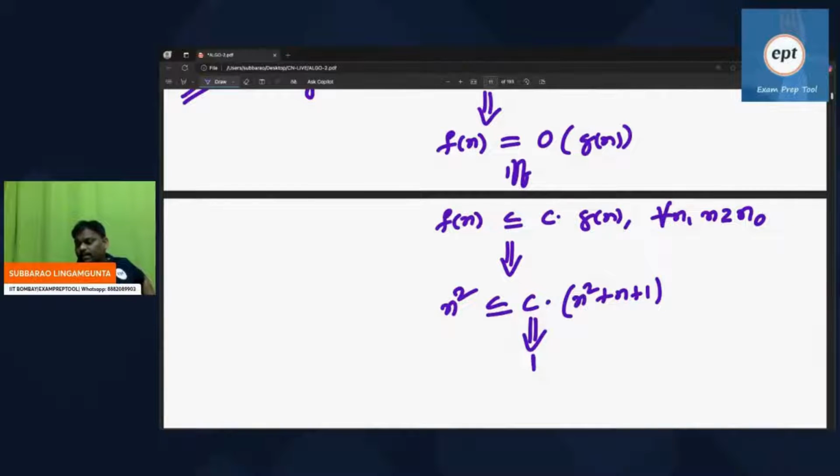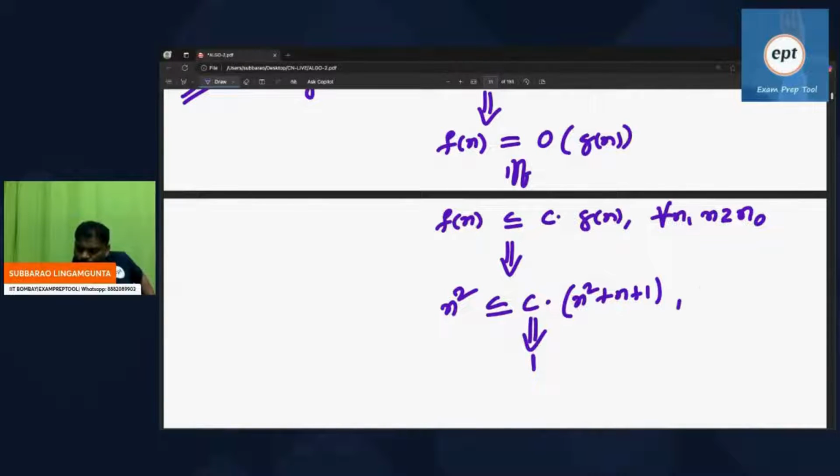C is saying, can I help you? But unfortunately, the right person is saying that I am already greater, I need no help from your side. So it is very simple: Big O means the right should be bigger. Try to understand.